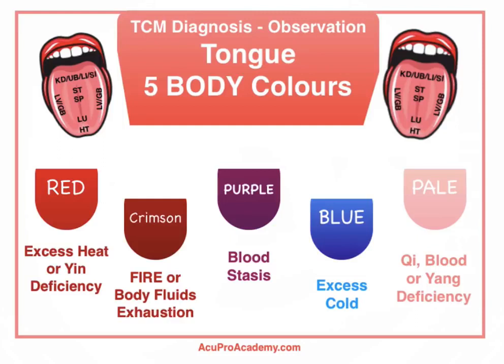Got it? So obviously, if we see red tip of the tongue, that's excess heat in the heart or yin deficiency in the heart, right? If we see purple sides of the tongue, that's a liver blood stasis. Okay? So we always have to look at which area, and we're going to practice this in a minute.